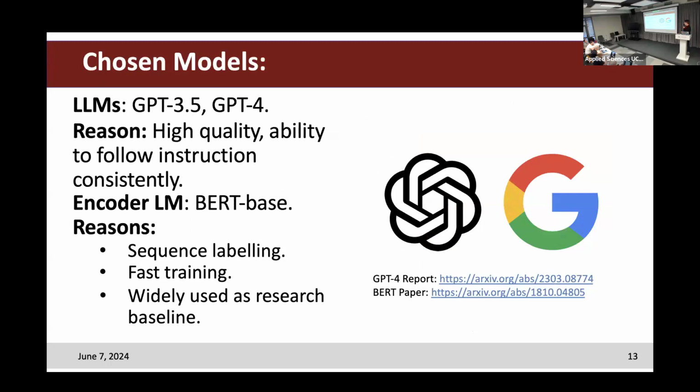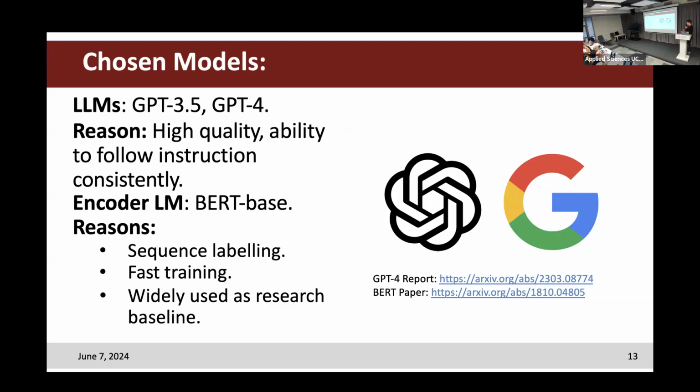So which models did we choose for our experimentation? As LLMs, we chose GPT 3.5 and GPT 4. Prior to this, we also tried to experiment with the open source model Llama 2, which was the latest at the time, but it wasn't able to actually extract structured data from the sentence as we tried.